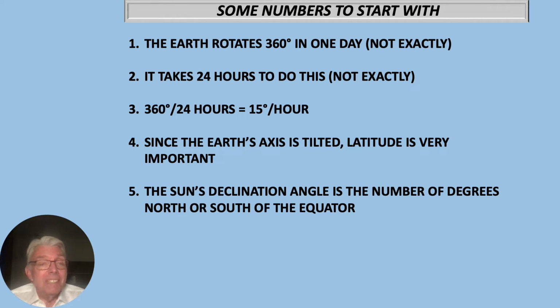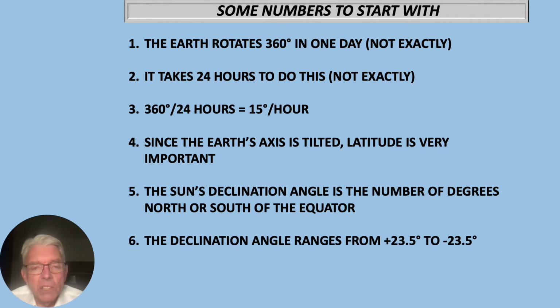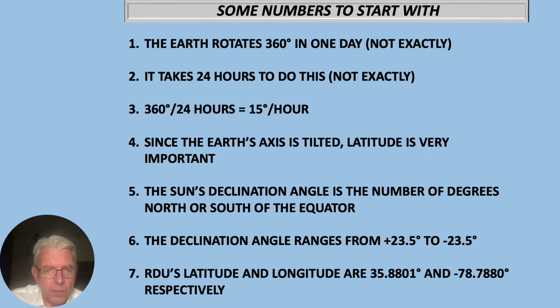Now, the sun's declination angle is the angle at which the sun is with respect to the equator. Where is it directly overhead? And those numbers range from plus 23.5 degrees latitude to minus 23.5 degrees latitude. The 23.5 plus is on June 21st, and the other one is on December 21st, or thereabouts. And RDU's latitude and longitude are 35.8801 north latitude and minus 78.7880 longitude, respectively.